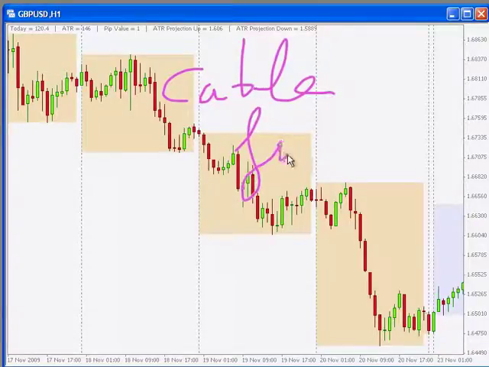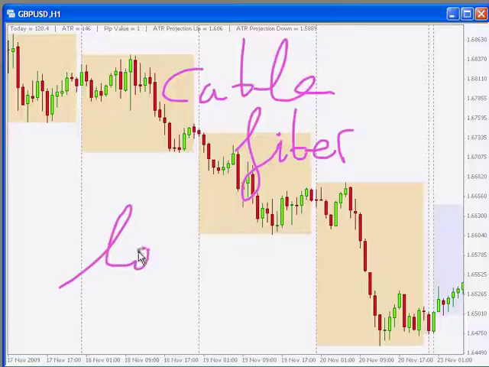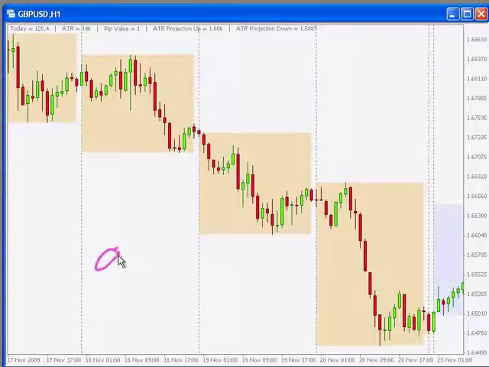Fiber is the euro against the American dollar. That's an I there, fiber. The loonie is the American dollar against the Canadian dollar. The GEPI, let me write that down. Oops, sorry.